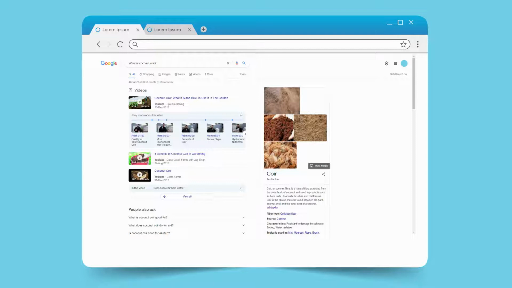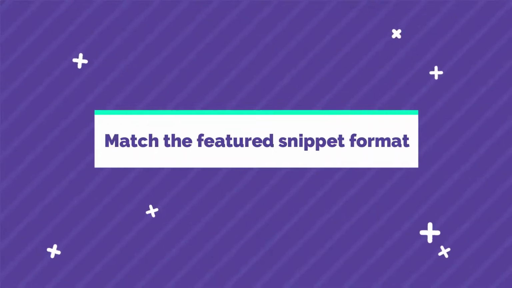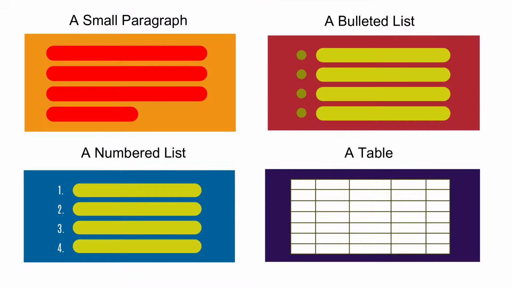Very clear. So the next, rule number 4, is match the featured snippet format. The 4 types of featured snippets which I mentioned earlier are the recommended formats from Google. So it's crucial to adhere to this and not deviate from this.